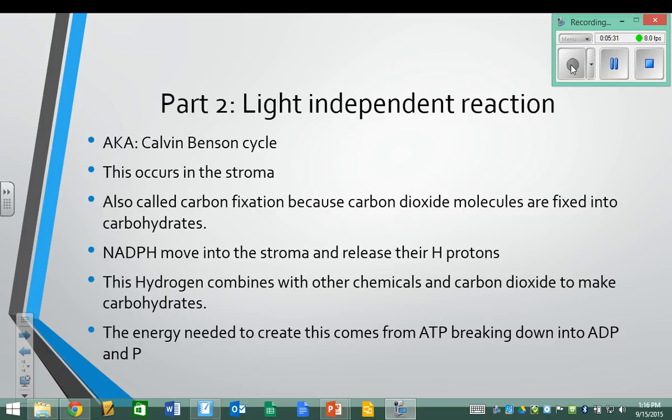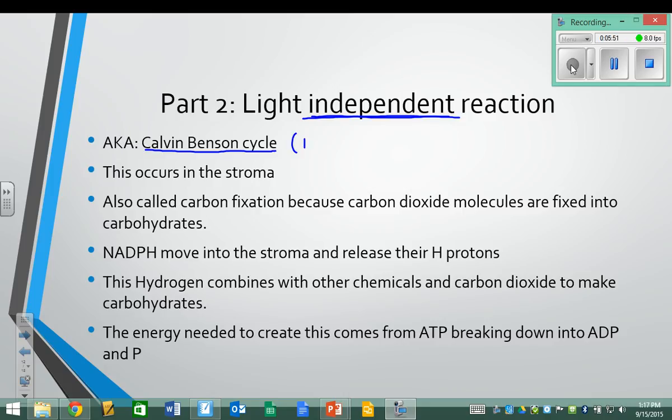Let's talk about this. So the second part of photosynthesis is the light-independent reaction. Independent would be the key word. That means it doesn't depend on light. The most common other name is the Kelvin-Benson cycle.